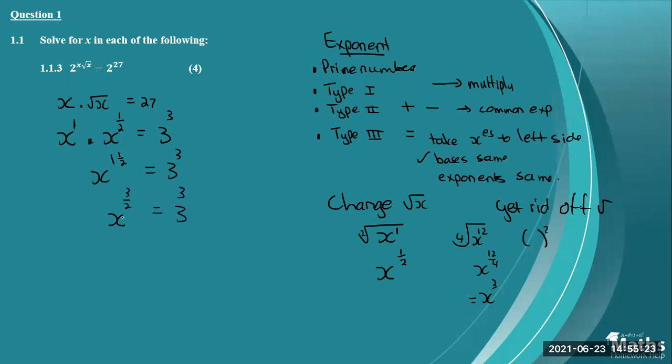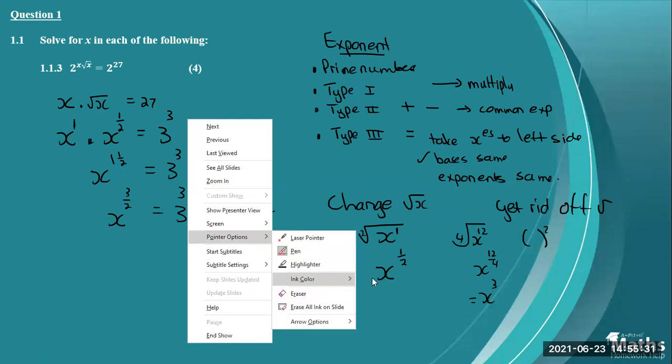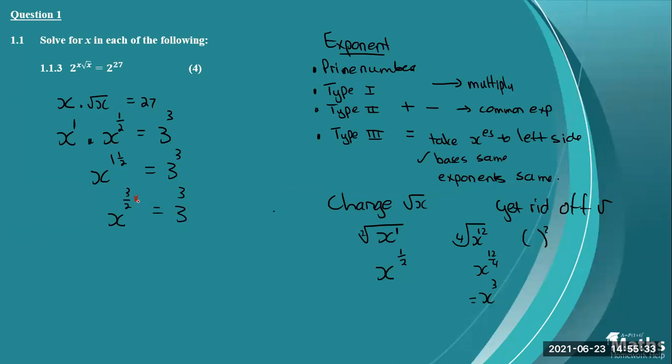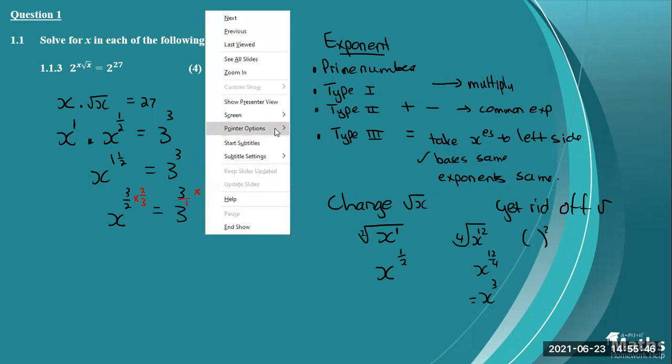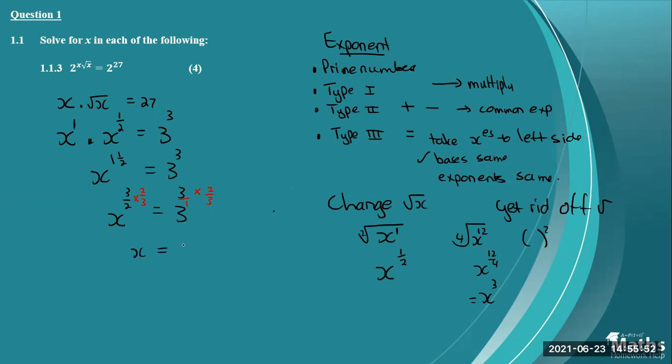And then to get your x value alone, we're going to multiply both sides with a reciprocal. So let me show you. I'm going to multiply with 2 over 3 on both sides. So you multiply the exponents with 2 over 3, because that's basically 3 over 1. You see, because you need to solve for x. So then x will be equal to 3 to the power of, you cancel this out, 3 to the power of 2, so x is equal to 9.